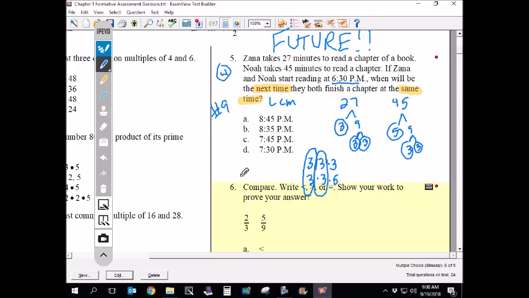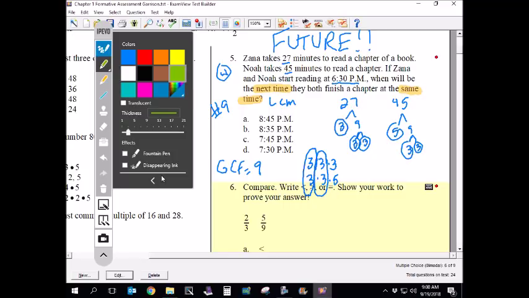That is going to give us a GCF of what, guys? 9. It is going to be 9. Good job. Now, that's not the answer. That wouldn't make sense. Would they both be able to finish a chapter in 9 minutes? No, neither of them are, because one takes 27 minutes, one takes 45. So now we've got to go a step farther and find that least common multiple.